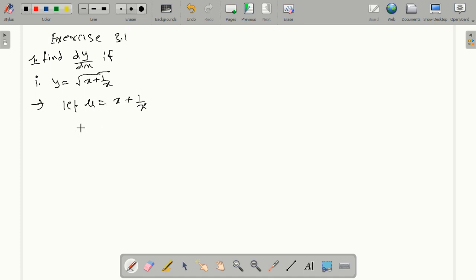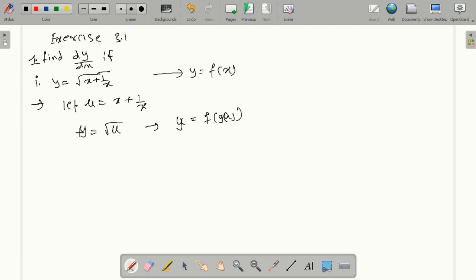So y can be written as y is equal to square root of u, right? If you notice, the original y was a function of x, and what I did here is I have substituted the inner expression with a new variable u, and this whole thing is written as f of g of x. So this is basically a composite function, right? y is equal to square root of u.